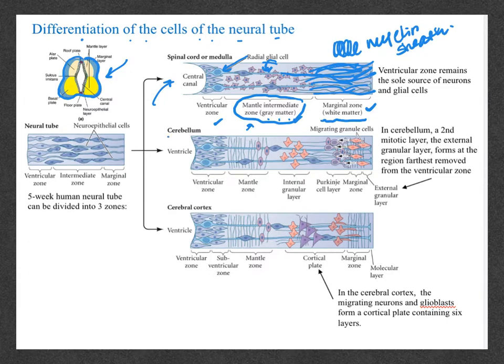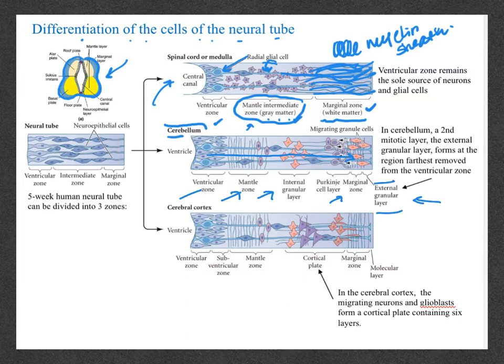Okay, so moving on here to this region, which corresponds to the development of the cells in the cerebellum, we see that there are 5 zones which are comprised of the ventricular zone, the mantle zone, the internal granular layer, the marginal zone, and the external granular layer. So here what happens is that we have a number of stem cells that migrate all the way to the opposite pole, and these form the external granular layer.